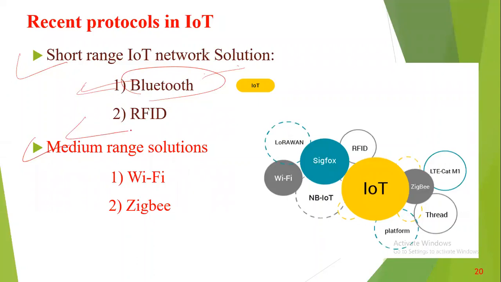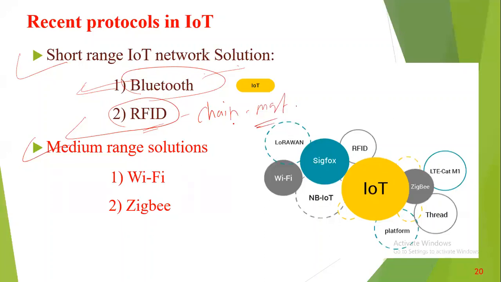Then another short range protocol is RFID, radio frequency identification. RFID is mostly used to obtain the position of an object. Because of this, RFID is used in chain management applications or in logistics.